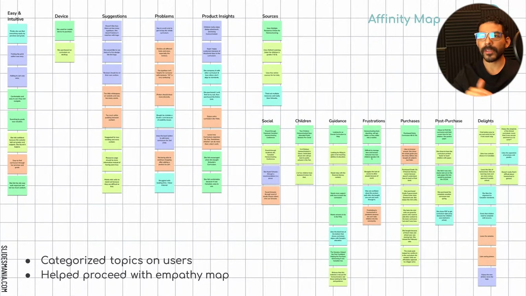Then the device, which is basically what device they ended up using. Is it mobile, tablet, or desktop? Either of those. And then the suggestions, which is basically what they said about the design of the Schoolio site and what they would change. And then the problems are what they struggled with throughout the process of checking out, loading time, and the typical problems that they experienced throughout the process.